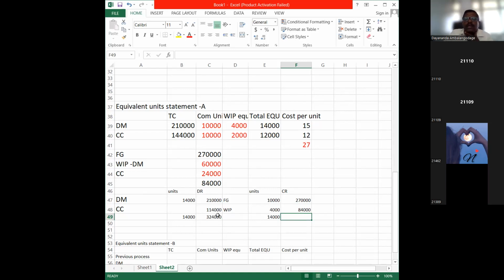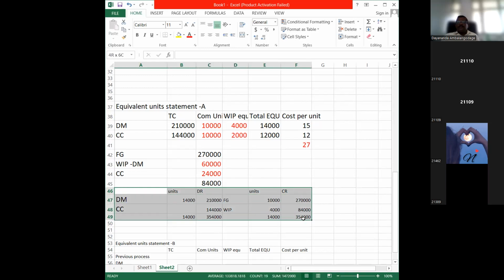Here also there's a problem, I think. Here the value is 144, no? Right. So here it has to be 5, not the 2. Is it clear? So here the total is 35,400. That's how the process account is. This is the process account.